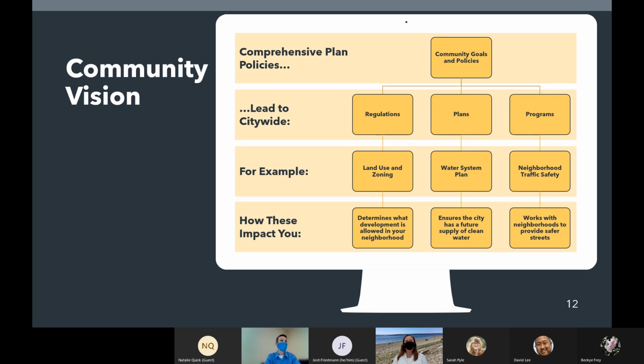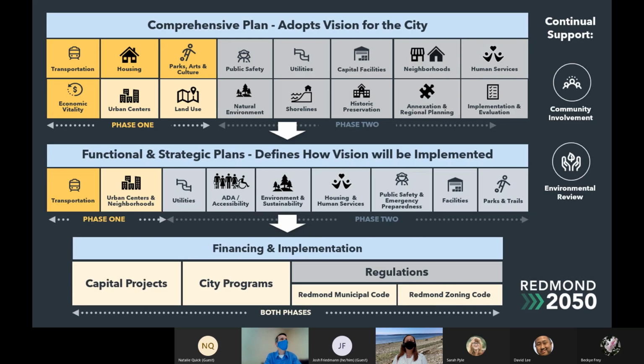So can we go to the next slide? So there's a lot of flow charts and hierarchy diagrams in this slideshow. Here's another one. And the only reason I put it up here is that it gives a lot more detail about what the scope of Redmond 2050 is.